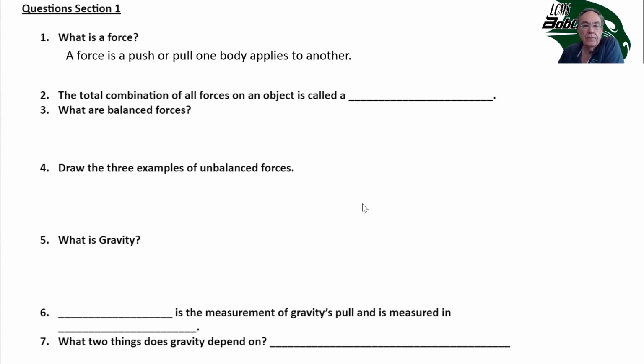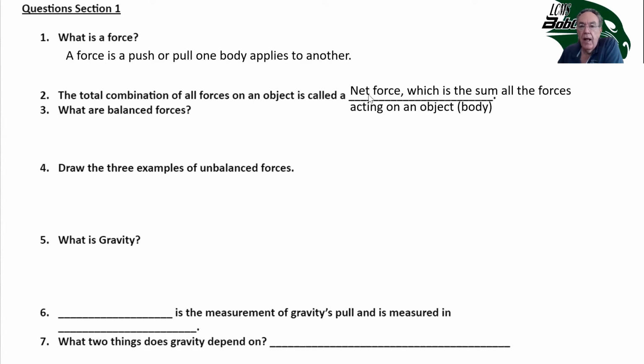What is a force? The definition of a force is a push or a pull that one body applies to another. Now remember, in physics, when it says one body, it's not like a dog's body or your body or my body. It's any object.